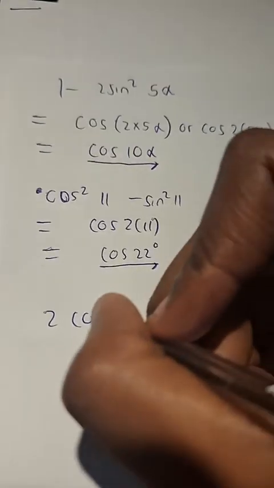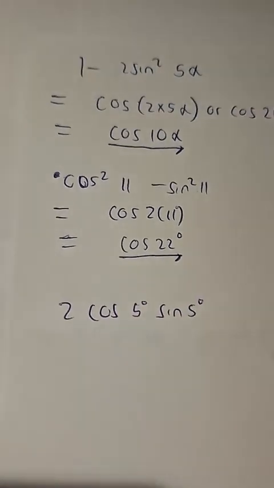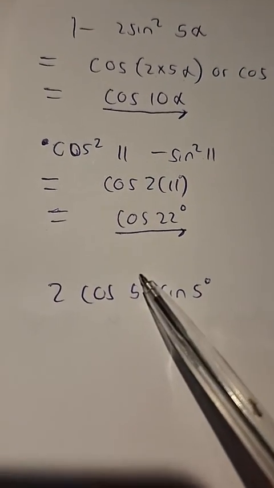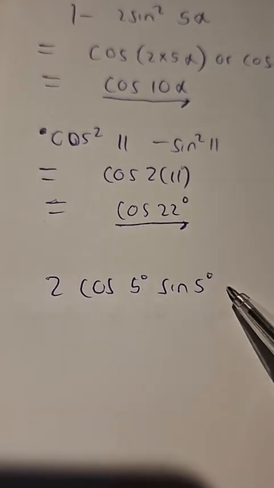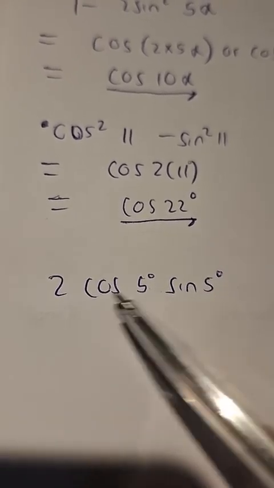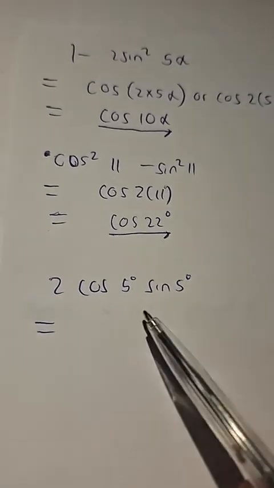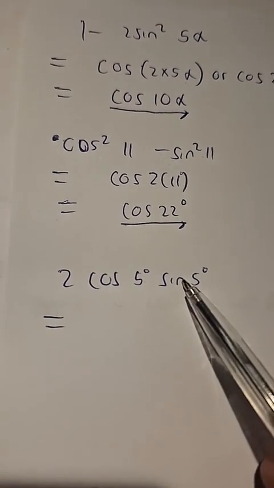Let's look at another one. Cos 5 degrees, sine 5 degrees. So this here looks familiar, but the only thing is that we have cos 5 first, followed by sine 5 second.